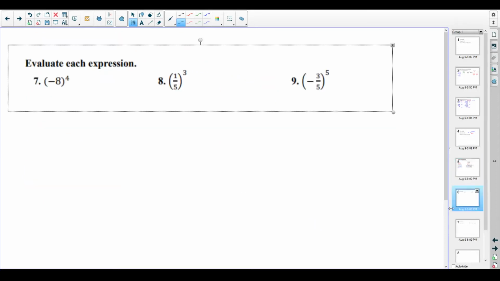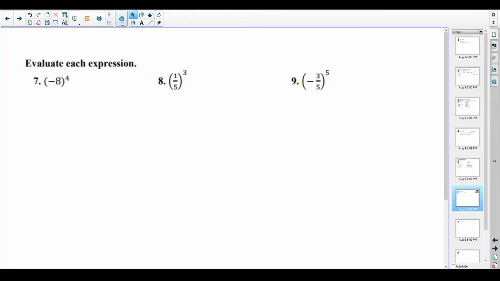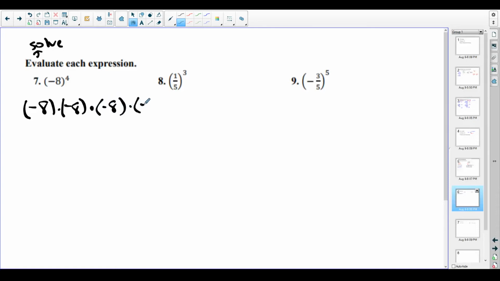So next part is evaluate. Evaluate's just a fancy way of saying solve. So we're actually going to do the math now. So there's no variables here. This is all just math. So evaluate means solve. So if we have negative 8 to the 4th power, if we wrote this out, it would look like negative 8 times, put all these in parentheses, times negative 8 times negative 8 times negative 8. Okay?